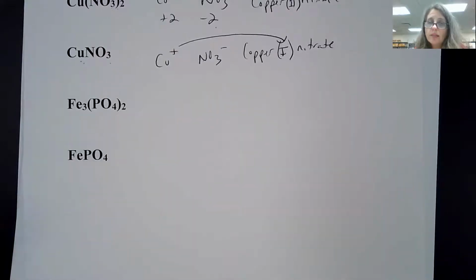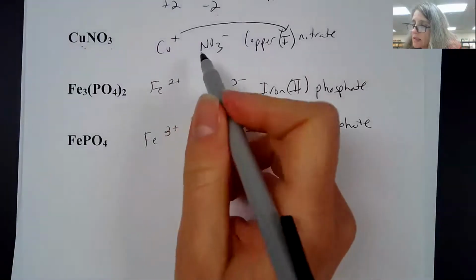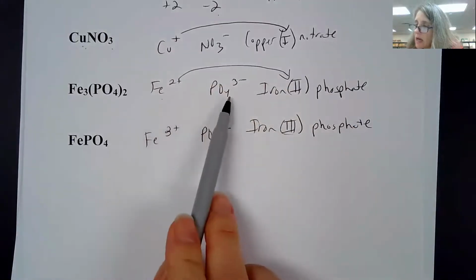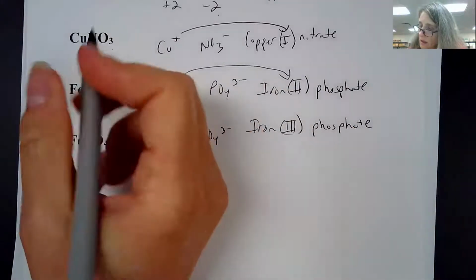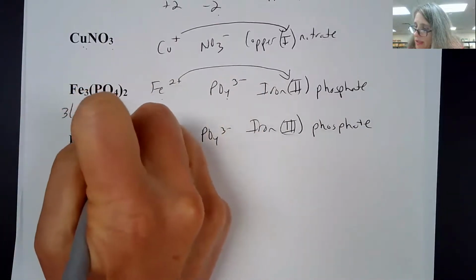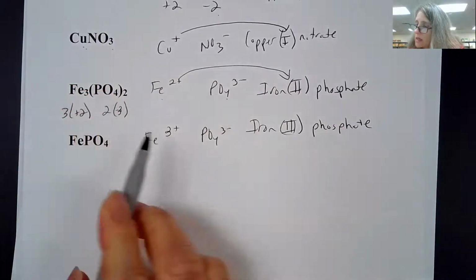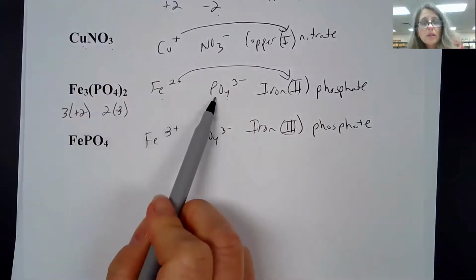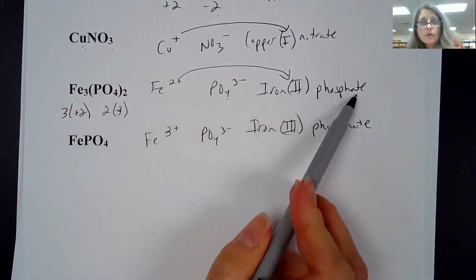I'm going to pause the video and show you the answer. So this is iron 2 phosphate because I have 3 times the +2 and 2 times the -3. That's the only way I could get to 0. So this has to be a +2. Phosphate, of course, is a -3. So this is iron 2 phosphate.